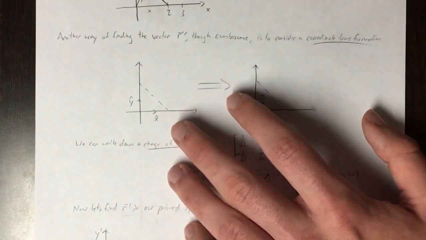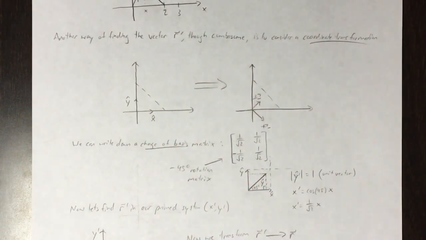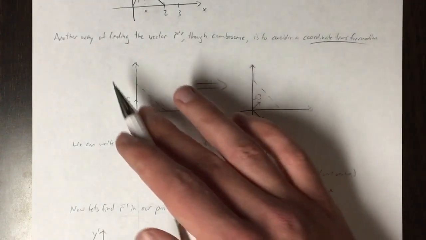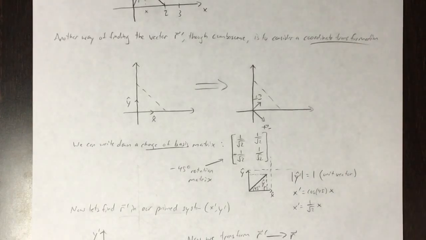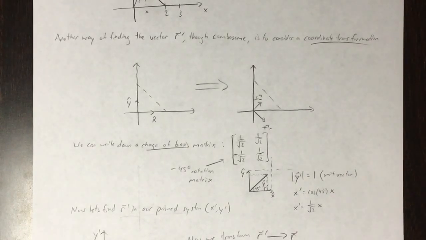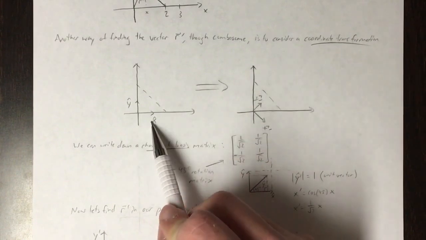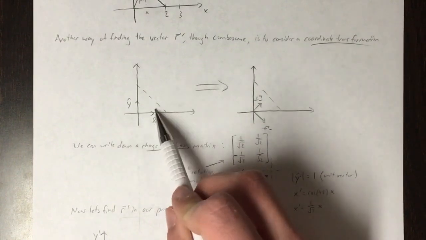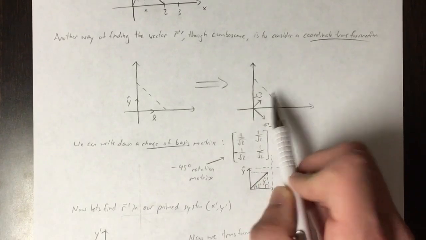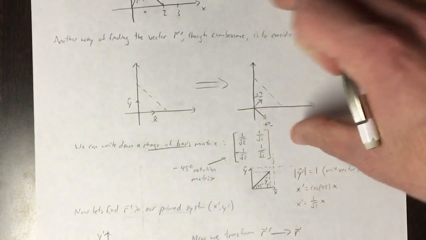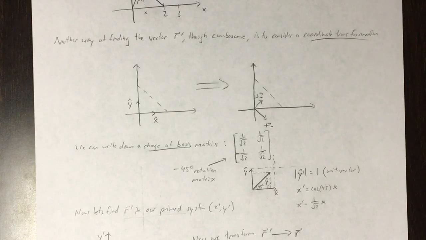Another way that might be easier for some problems, not necessarily this one, is to find the r prime vector. The cumbersome part is to consider the coordinate transformation. Okay, find an easier coordinate system to find that vector in. So here we go. I have my two basis vectors that define this coordinate system. This dotted line here is the wire, and it's easier to find the r prime vector in this coordinate system where I rotate it by a negative 45 degrees.